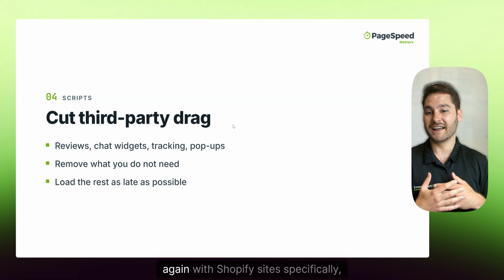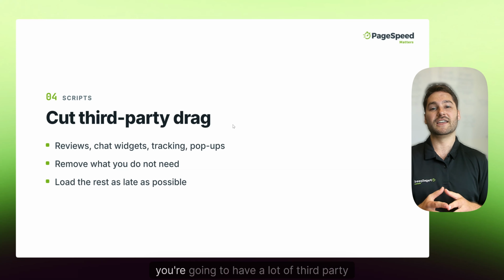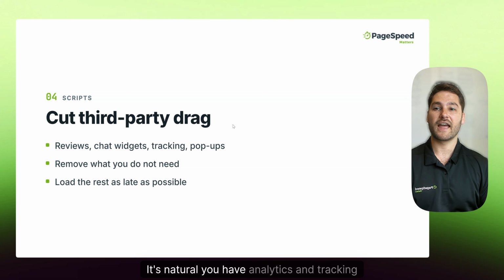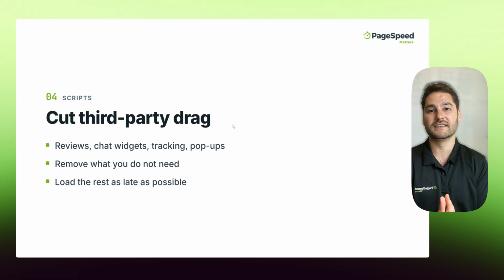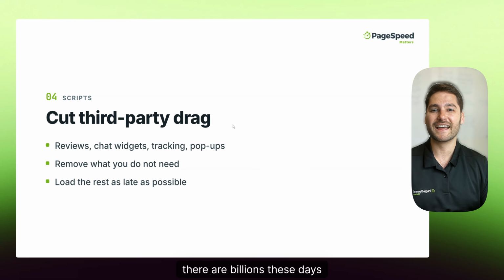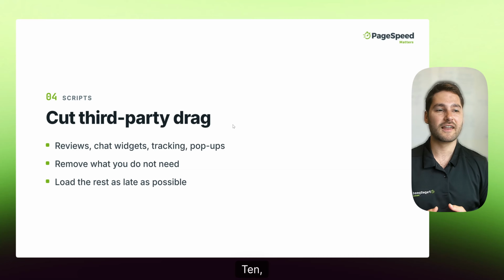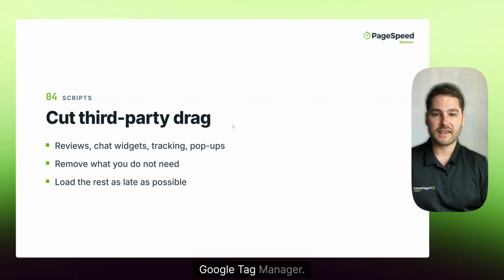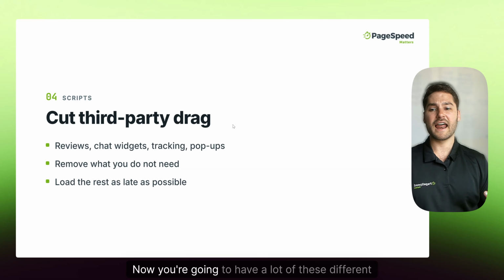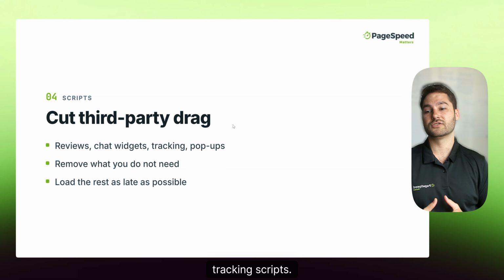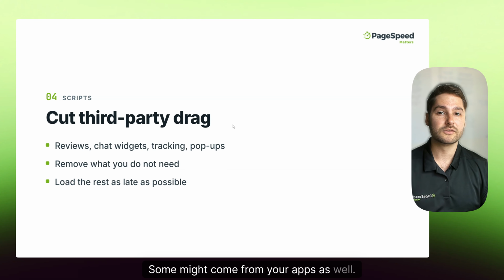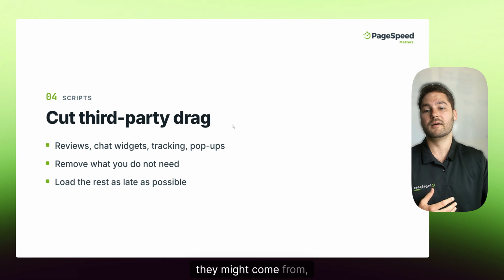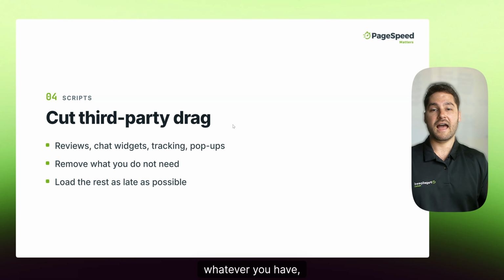Now, obviously, again, with Shopify sites specifically, you're going to have a lot of third-party resources. It's natural. You have analytics and tracking services. There are millions these days to go through. 10, 15 years ago, it might have just been Google Analytics or Google Tag Manager. Now you're going to have a lot of these different tracking scripts. Some might come from your apps as well. They might come from reviews. They might come from chat widgets. They might come from whatever you have on your site.